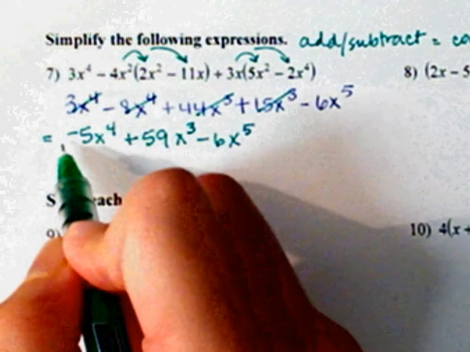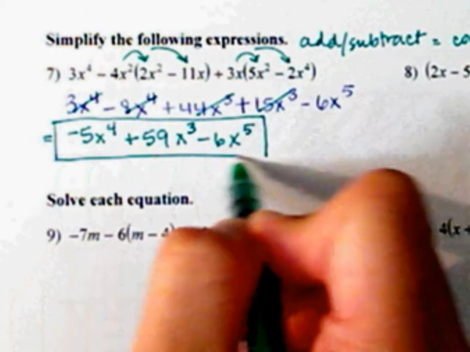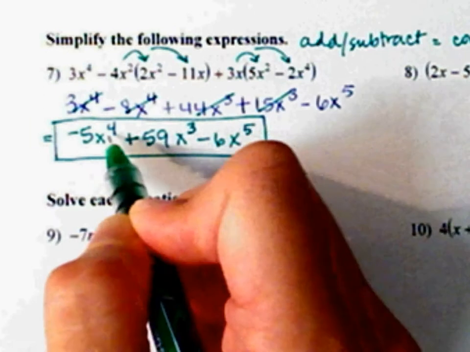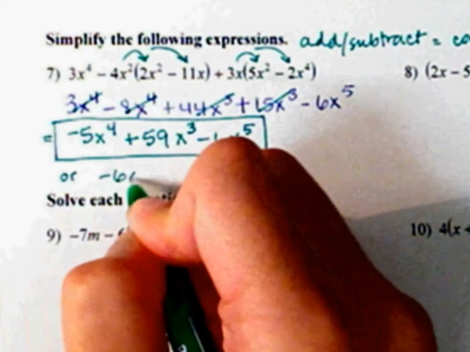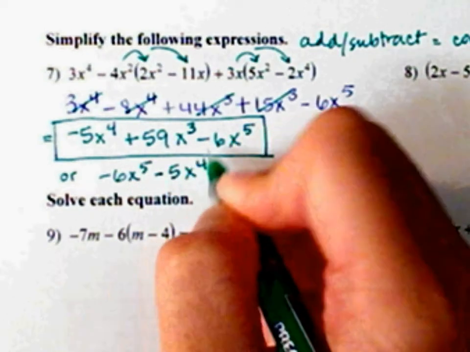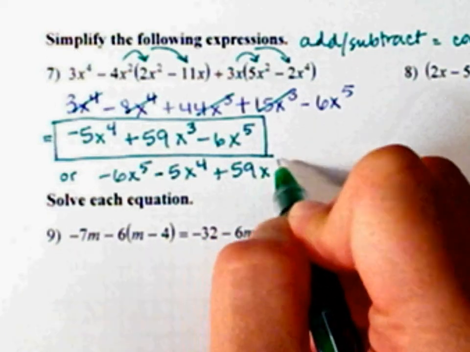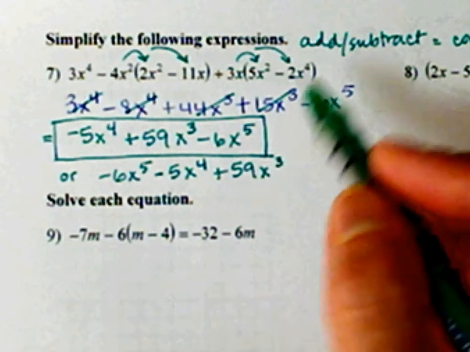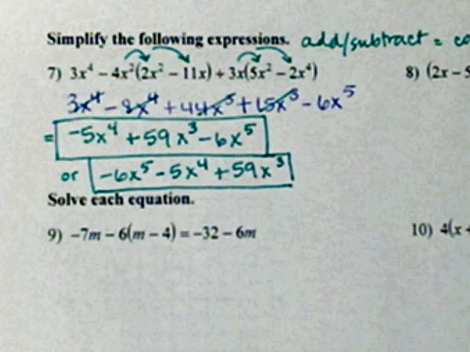You are more than welcome to leave your answers like this, or you can write them from your highest degree to your lowest degree. So my highest degree is negative 6x to the 5th. Next one is negative 5x to the 4th. Always take the sign in front. Plus 59x to the 3rd. So both of these are a correct answer, and I will take either. There's number 7.